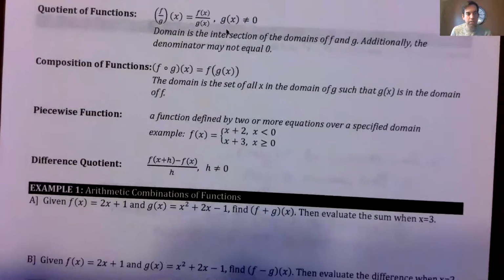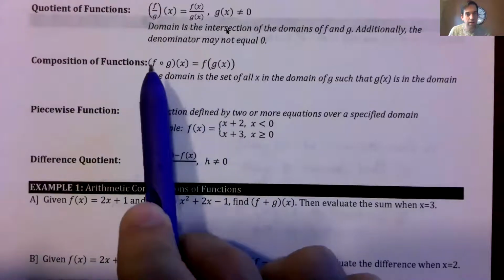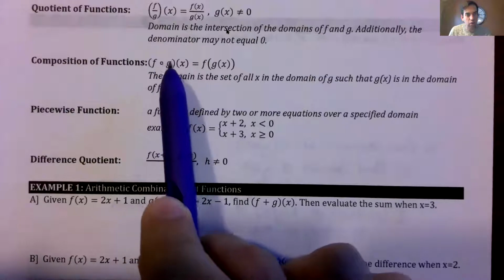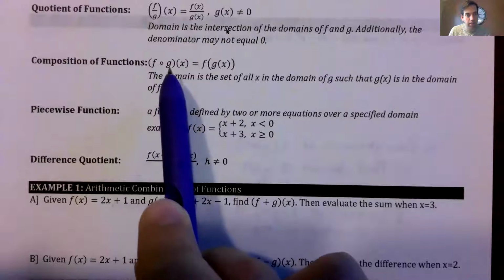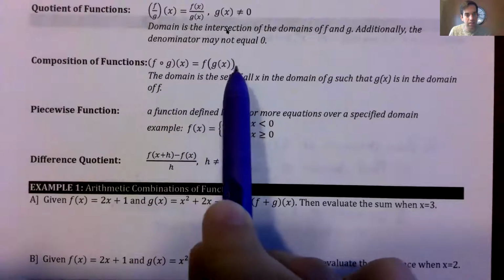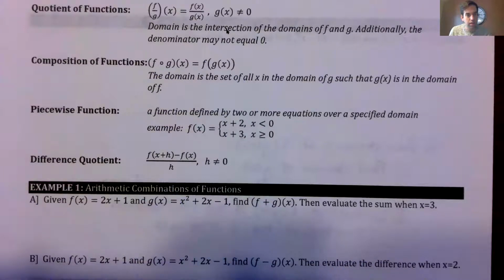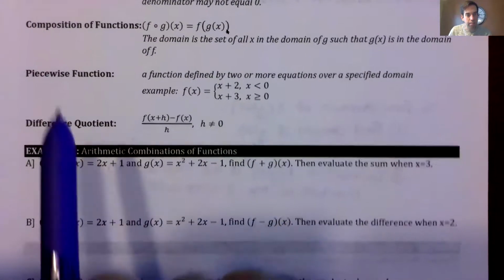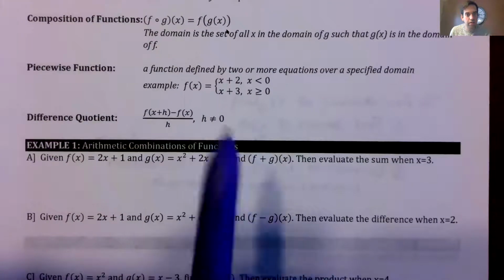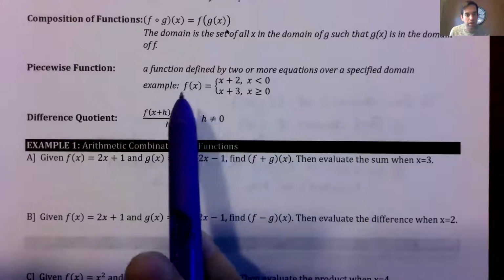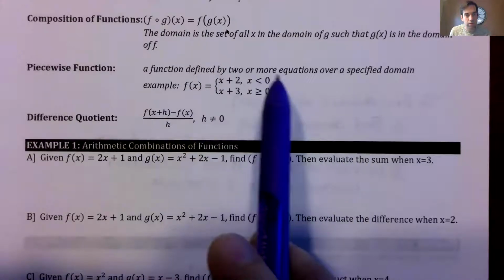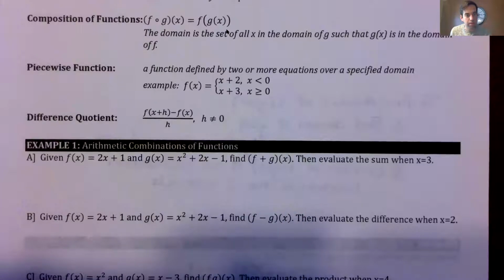Composition of functions means f of g of x, which can be written like this. If you have a little open circle instead of multiply, it means f of g of x, written like this. We'll see some examples of that as well. We've got the idea of a piecewise function here, a function defined by 2 or more equations over a specified domain. For example, something like this. We should be fairly familiar with that from our previous lessons.